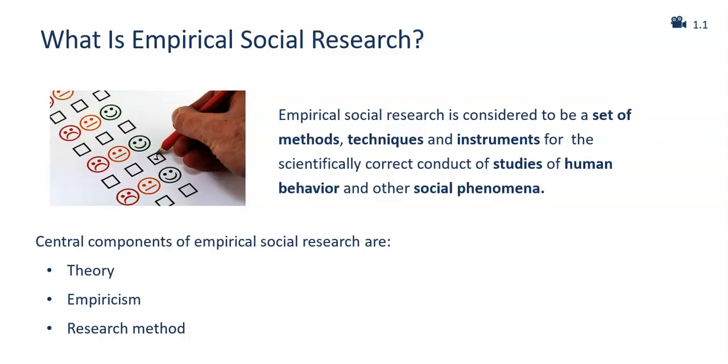Well, what is empirical social research? There are various definitions of empirical social research, but basically, it is always about the systematic collection of data to answer scientific questions. This can be the question of how tax cuts affect consumption, or how consumers react to a particular advertisement. A somewhat more elaborate definition states that empirical social research consists of a set of methods, techniques, and instruments that are used to conduct scientifically sound studies of human behavior and other social phenomena.